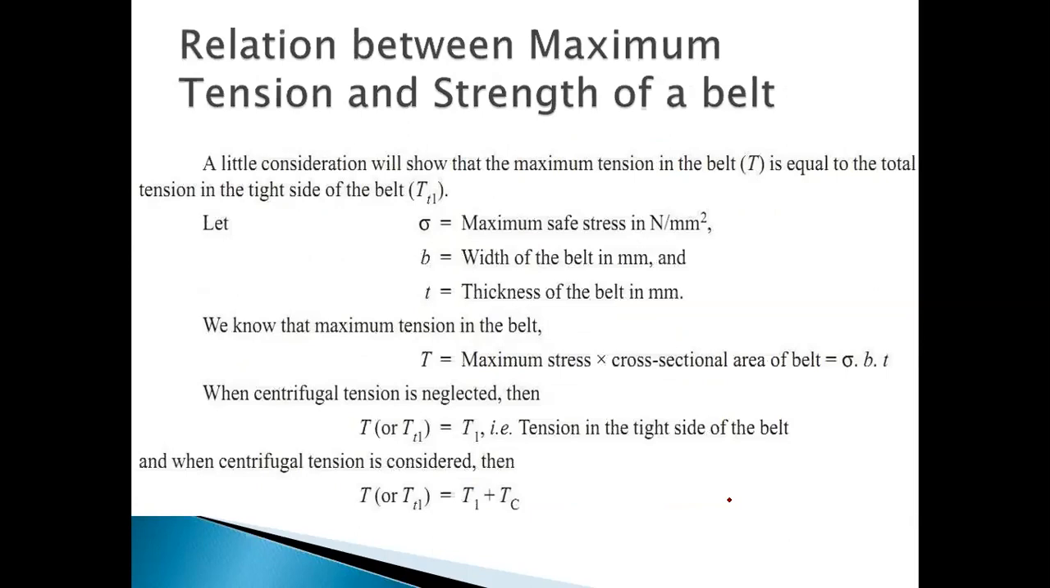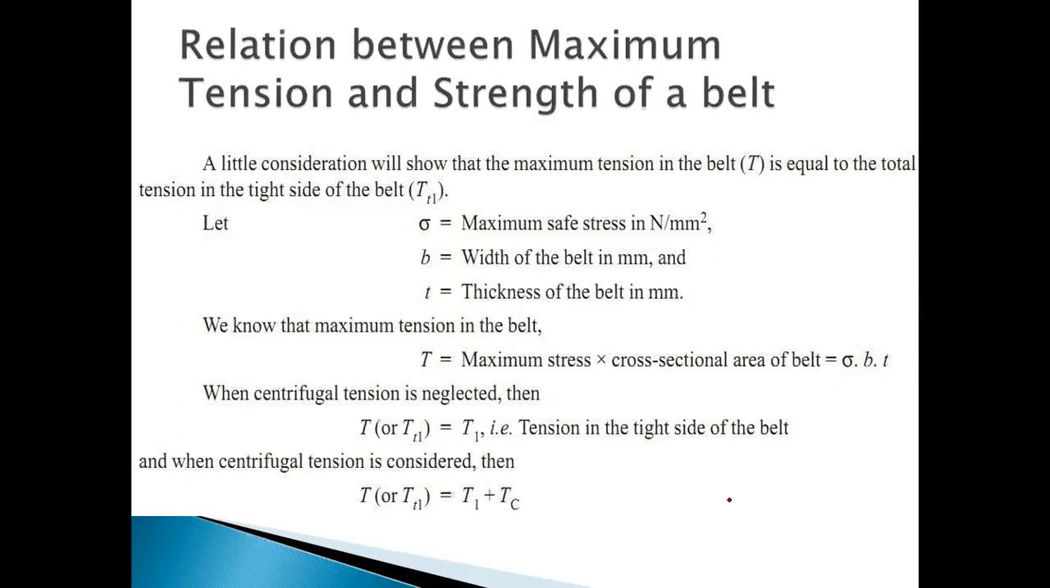A later consideration will show that the maximum tension in the belt is equal to the total tension in the tight side of the belt, T1, which is the tension of the tight side plus the centrifugal tension generated, where sigma is the maximum safe stress in Newton per mm square, B is the width of the belt in mm, and T is the thickness of the belt in mm.